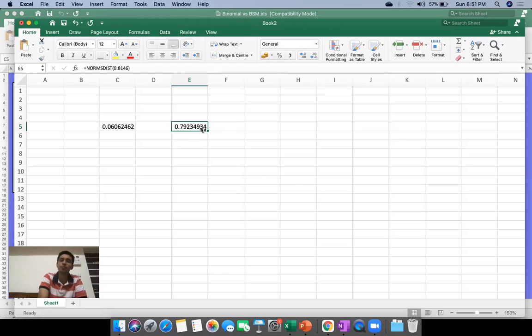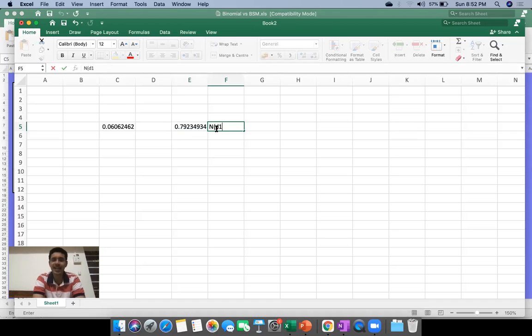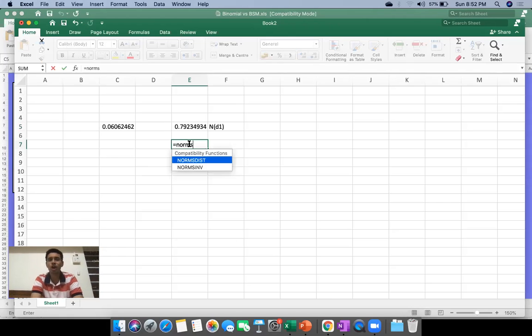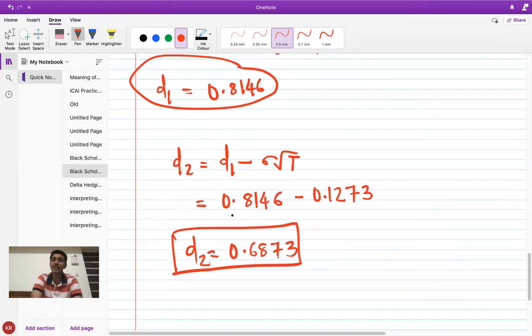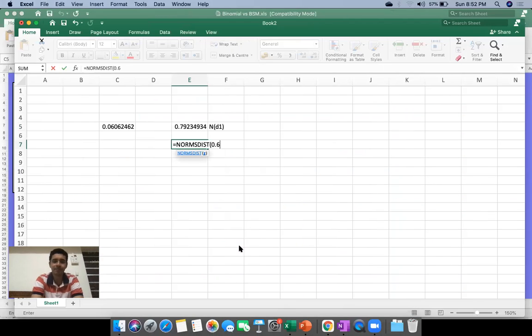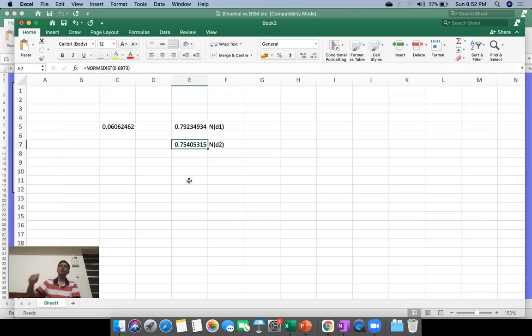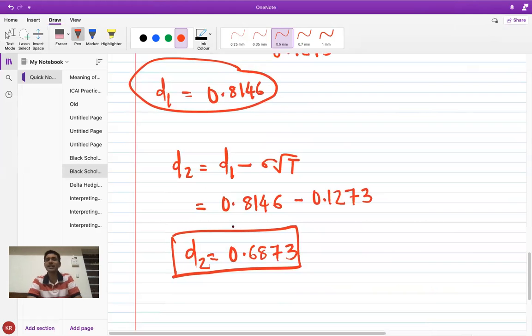For us z is nothing but D1 and D2. D1 we got as 0.8146, so I'm writing 0.8146, and if I press enter, it gives me a value of 0.79. 0.79 is nothing but probability. This is ND1. Similarly, ND2 I can find out using NORM.S.DIST, and the value of D2 was 0.6873. The value is 0.75, which means the probability is 0.75 or 75%. In a normal distribution table, what you basically try to find out is the probability. Area under the curve is nothing but the probability. So ND1 is 0.79, ND2 is 0.75.